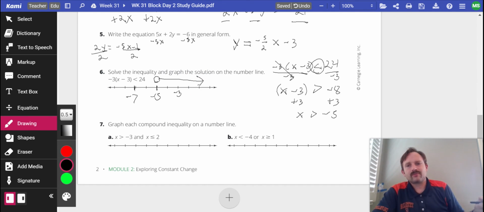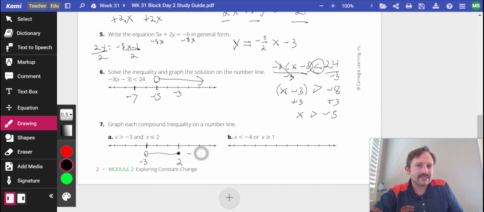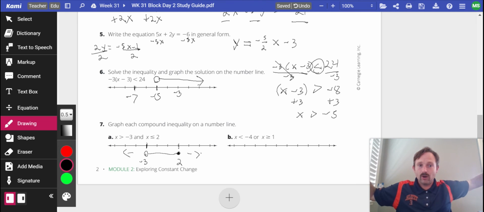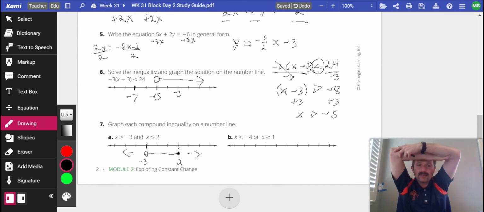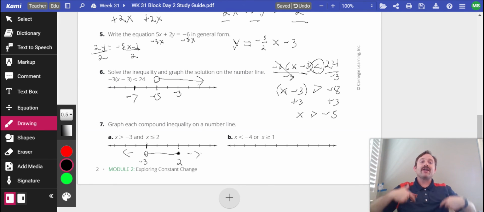All right, next up, 7. Graph each compound inequality on a number line. So if I make this negative 3 right here, and I make this 2, I know that it's smaller than 2, but bigger than negative 3. We know each one would continue forever this way, but we don't care about where one of these goes. We care about where both are at the same time. If it's an and, it's where they overlap. All right, cool.